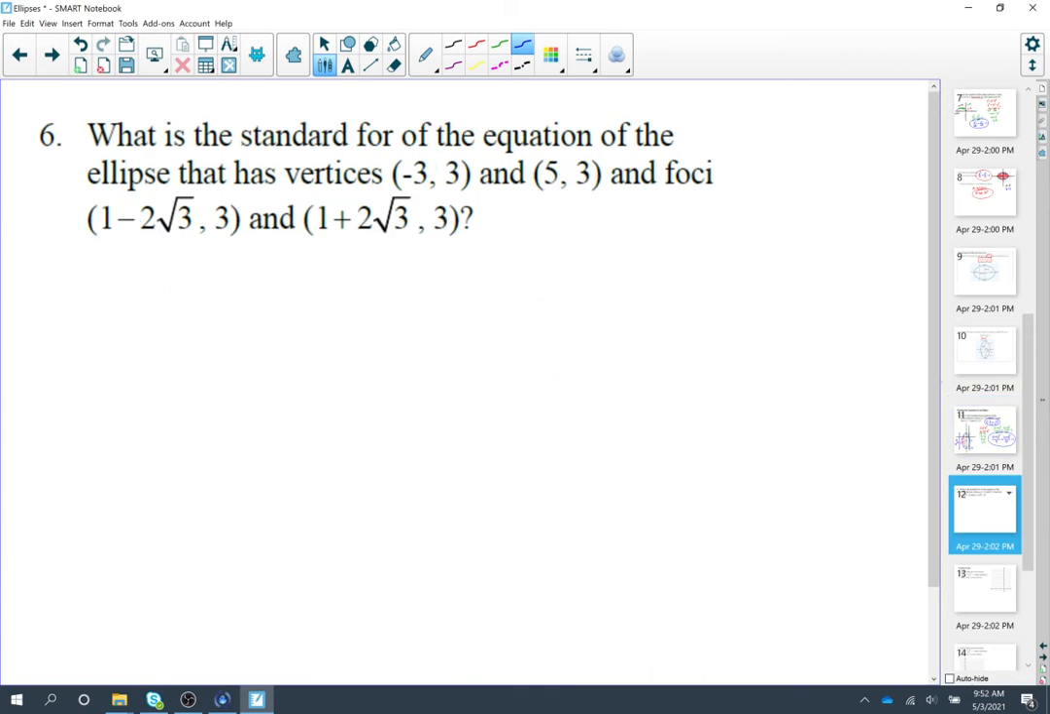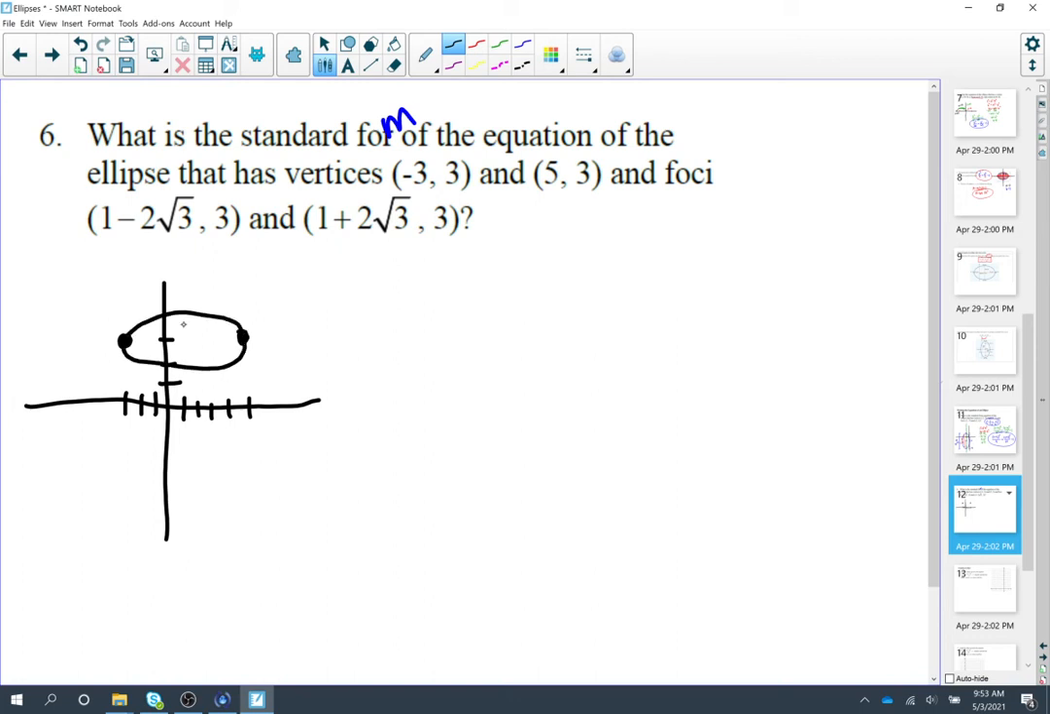Example 6. What is the standard form, that's a typo, of the equation of the ellipse that has the vertices negative 3, 3, and 5, 3, and foci 1 minus 2 root 3, comma 3, and 1 plus 2 root 3, comma 3? Let's start with a picture. So vertices are at negative 3, 3, and 5, 3. Now, if those are my vertices, keep in mind vertices versus co-vertices, I know that that's your major axis, so our ellipse is doing something like this.